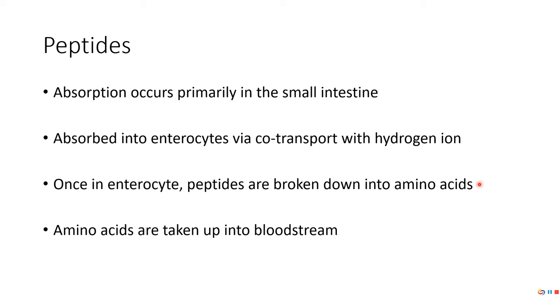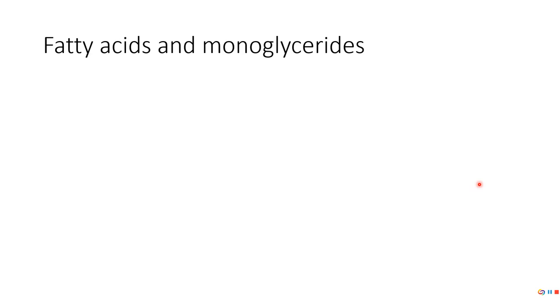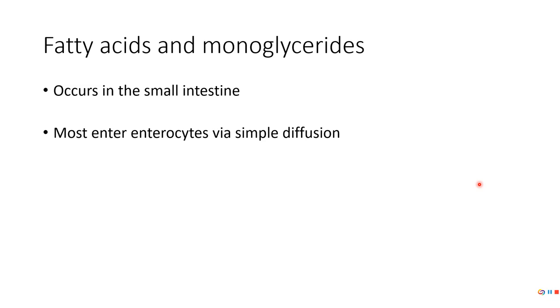And then finally, we've got fats. They're absorbed in the small intestine. Most of these are able just to enter in via simple diffusion. Okay, remember, your plasma membrane, your cell membrane is fat, so fats can diffuse through fat. They don't need a channel. But there are some that have a protein channel, so that would be facilitated diffusion.